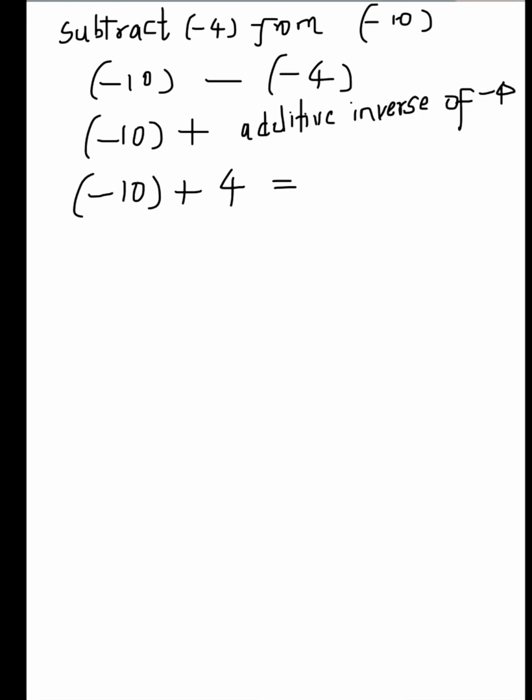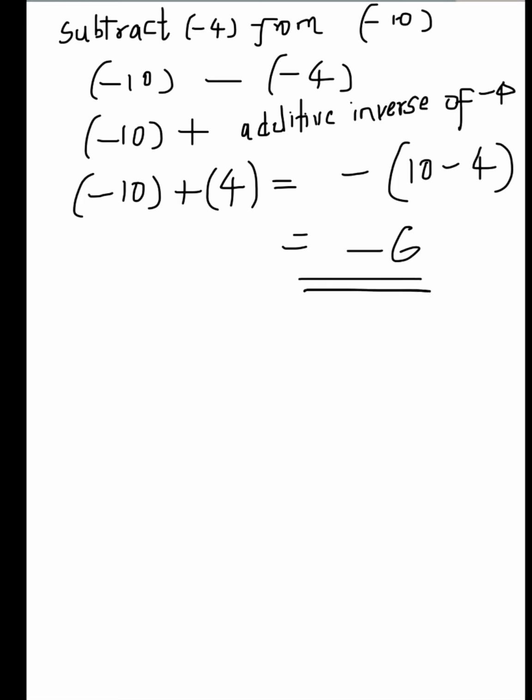So you are having integers with different signs. Then what will you be doing for addition? For addition, you will be subtracting the smaller number from the bigger number, that is 10 minus 4. And what will be the sign? The sign will be of the bigger number, that is the bigger number is 10 here and its sign is negative. So you will put the negative sign. So the answer will be minus 10 minus 4 is 6. So the answer will be minus 6.